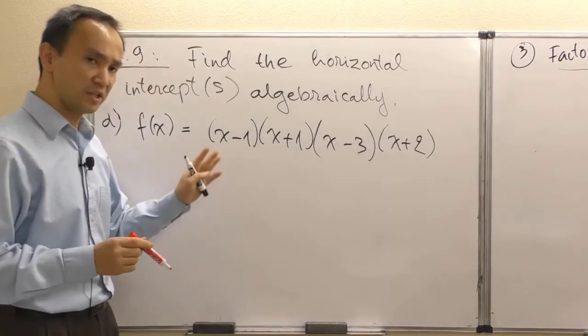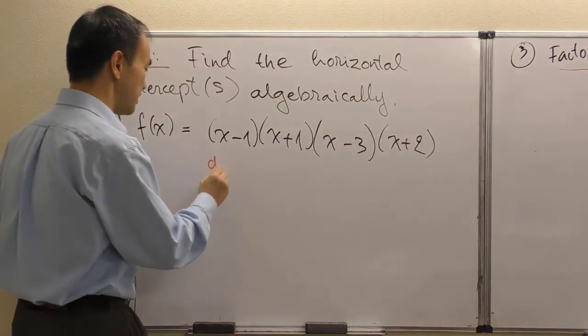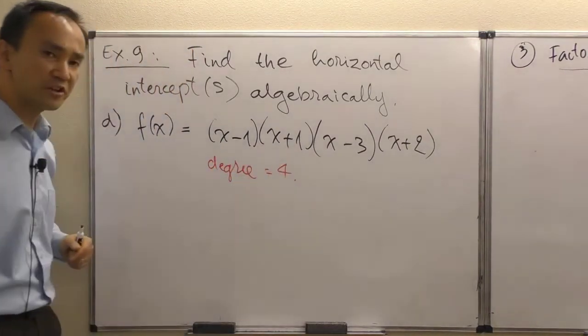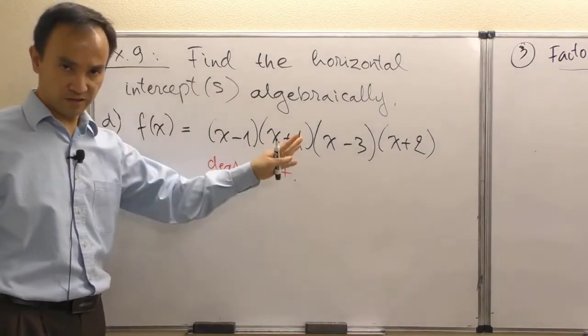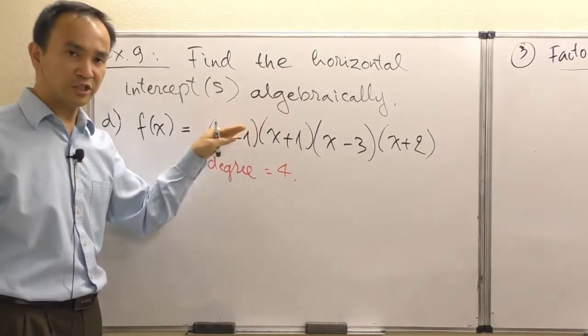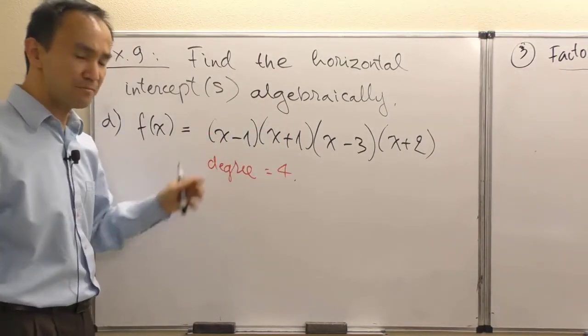This time, let's make a note here. The degree is 4. It's a 4th degree polynomial. And we have already learned in the earlier example how we can determine the overall degree for a polynomial like this, so there's no need to keep mentioning that.